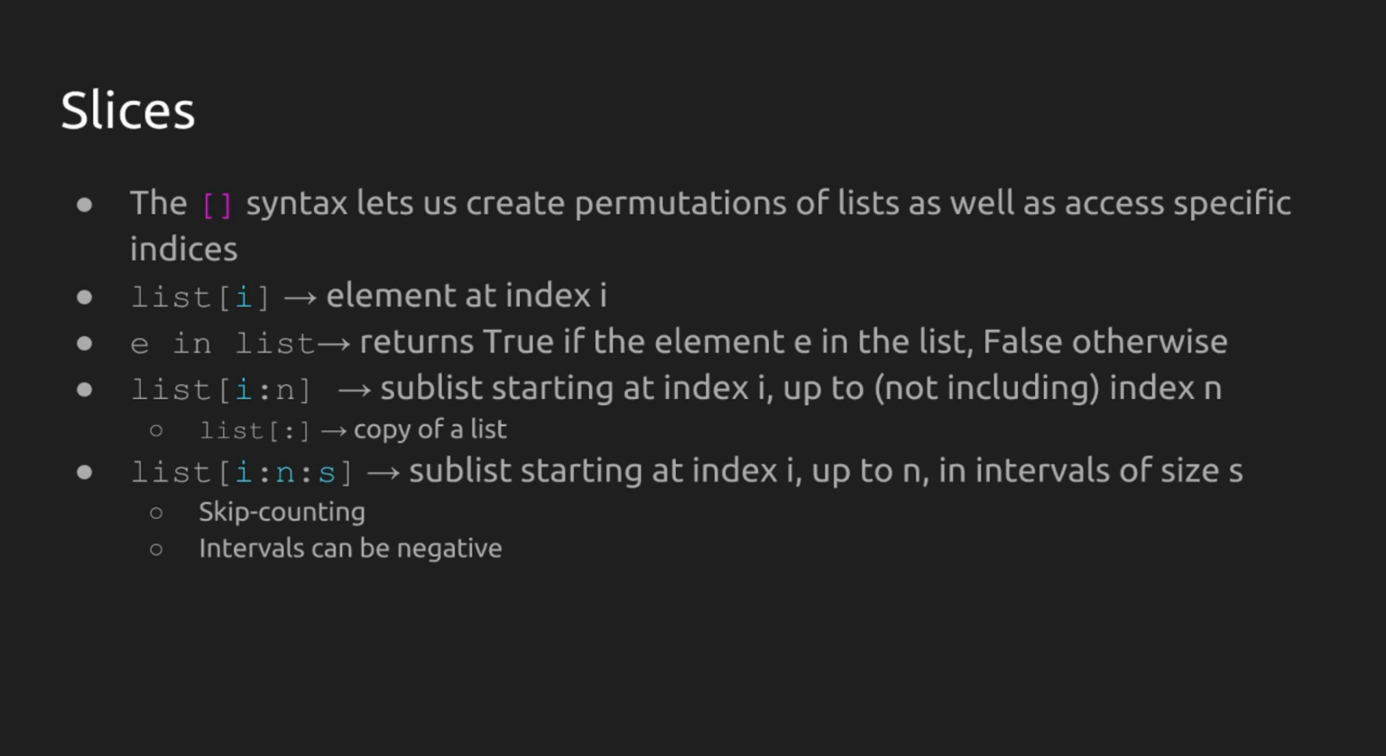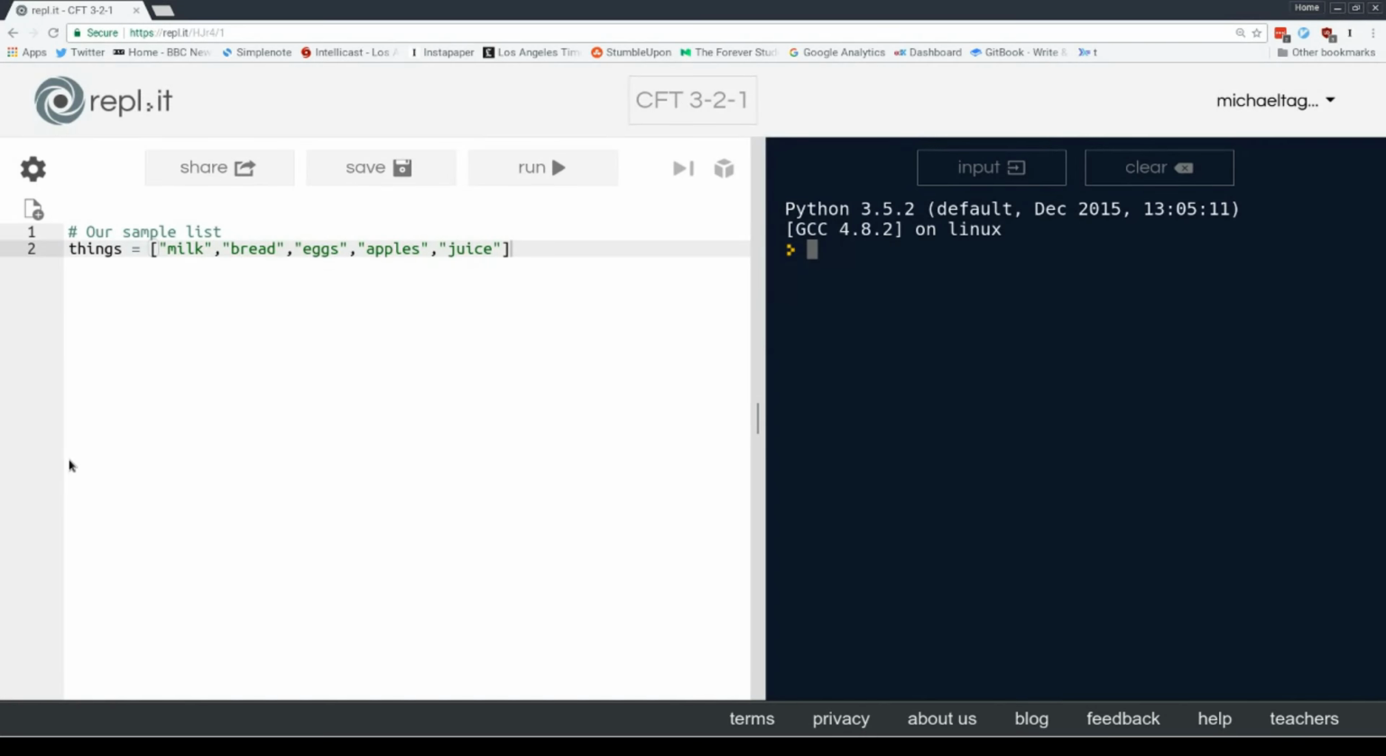Okay, let's take a look at just this much so far inside of our coding environment. I've started things off with just a sample list here. It's kind of like a grocery list. Things equals and then strings: milk, bread, eggs, apples, and juice. I'm not going to do any other code on the left-hand side for the moment. I'm just going to hit run, loading this list into memory.